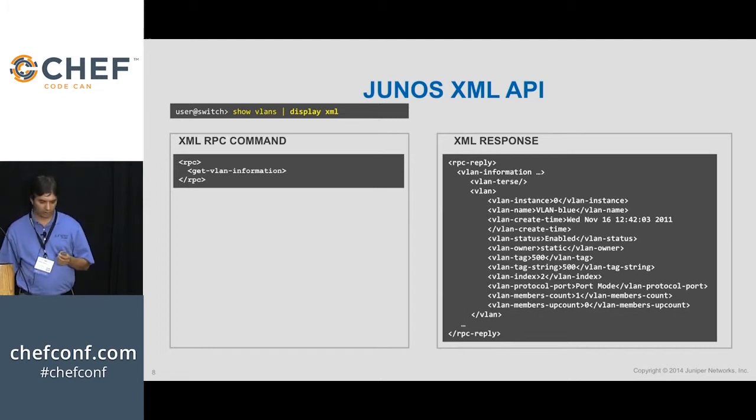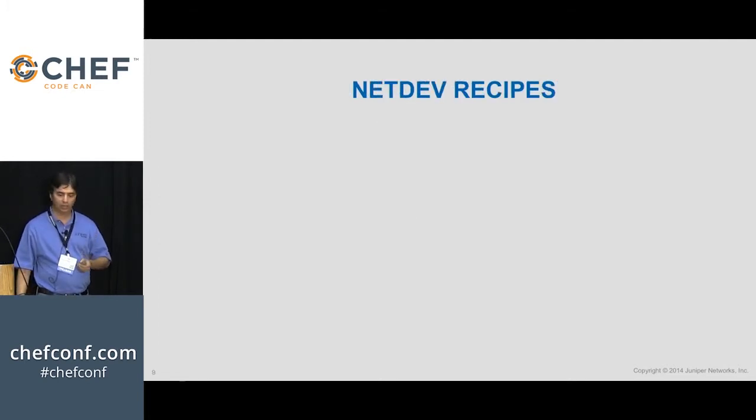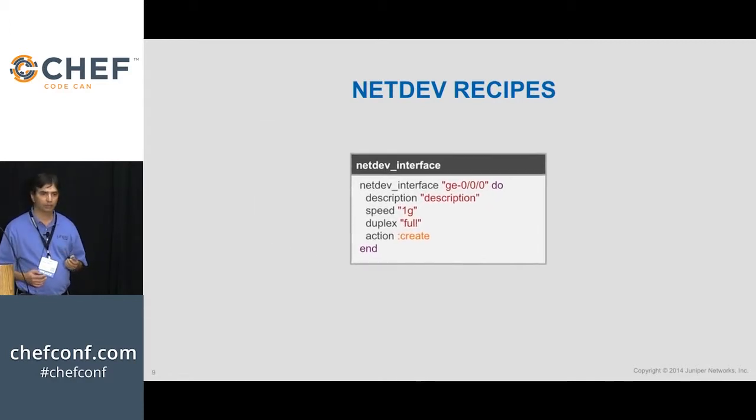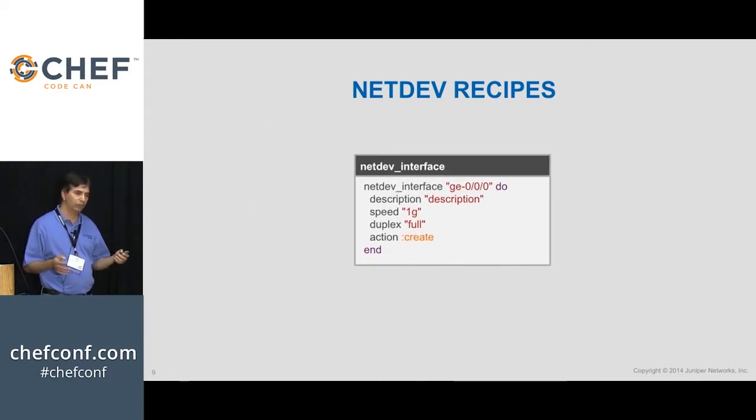Now let's take a look at a few recipes. So we have implemented, just as a starting point, four resources within the switch. And for these four resources we chose the most common things that you do in a data center environment. Okay, so I'm not going to explain these resources to you because you have the networking background, but I just want you to get a feel of what that looks like.